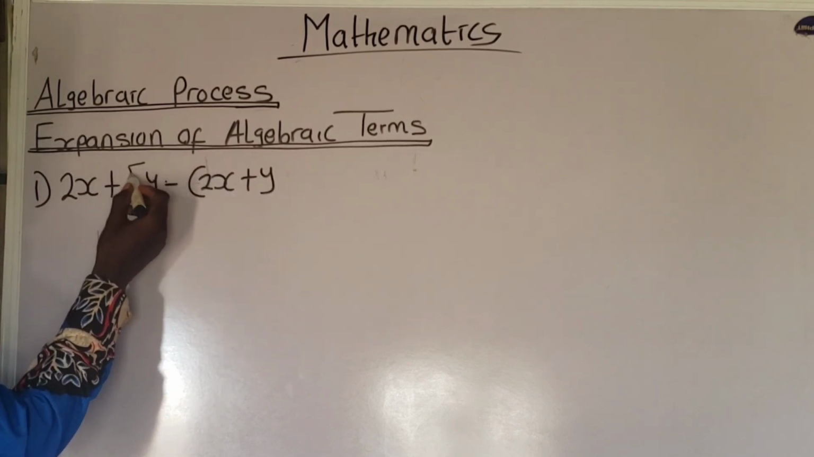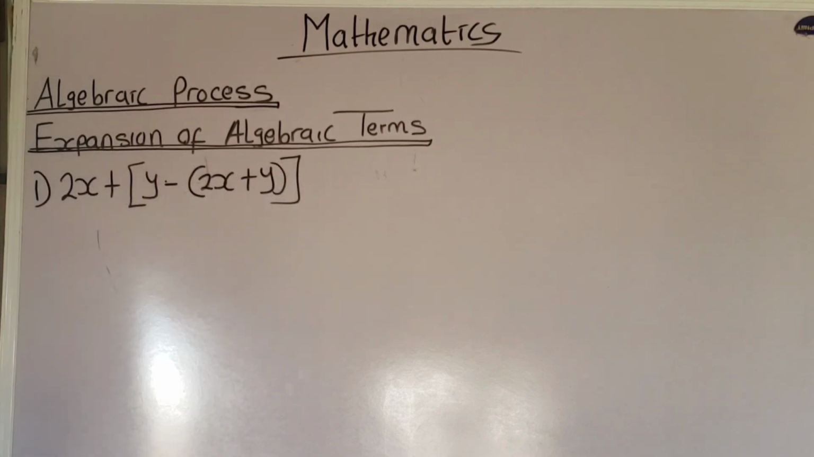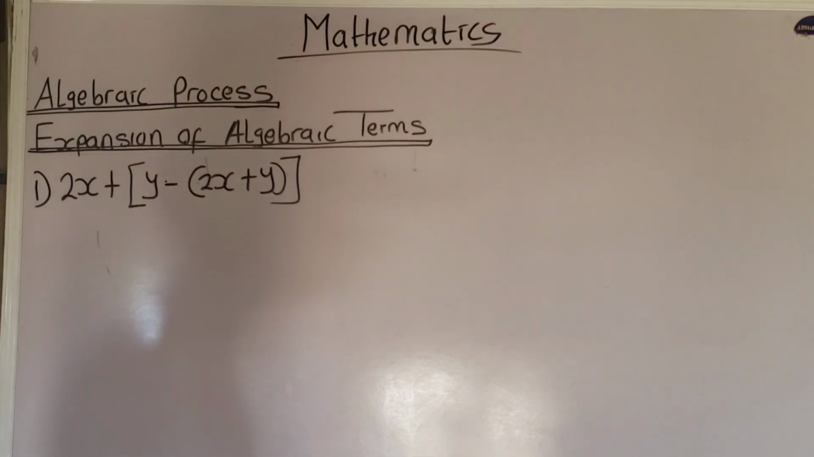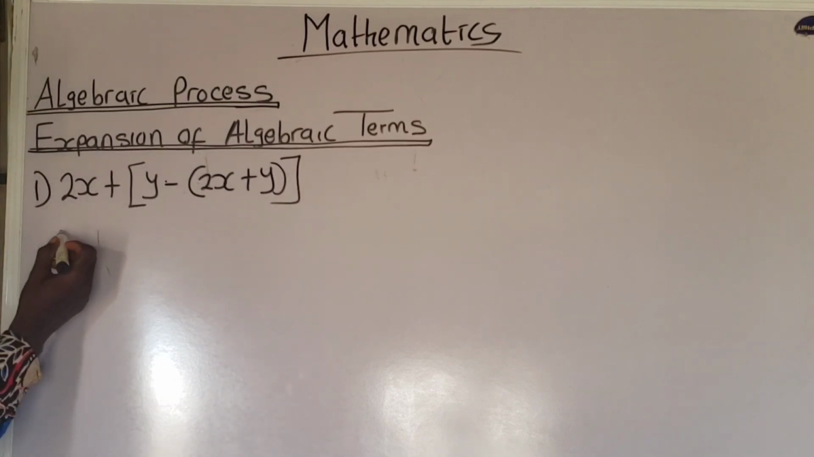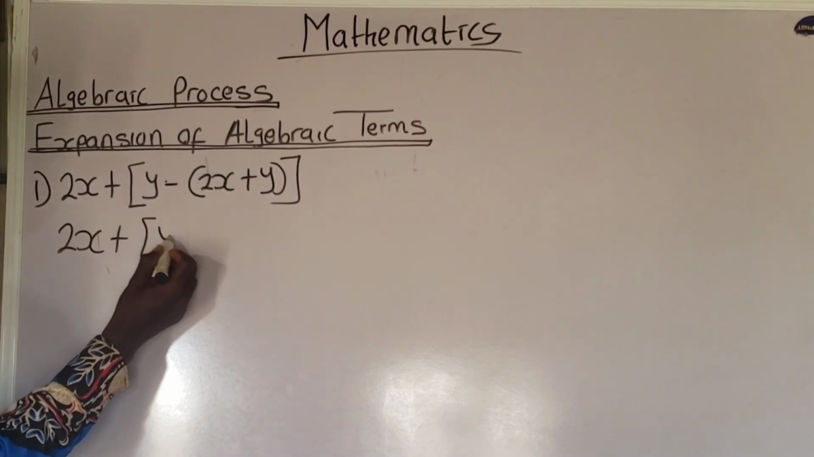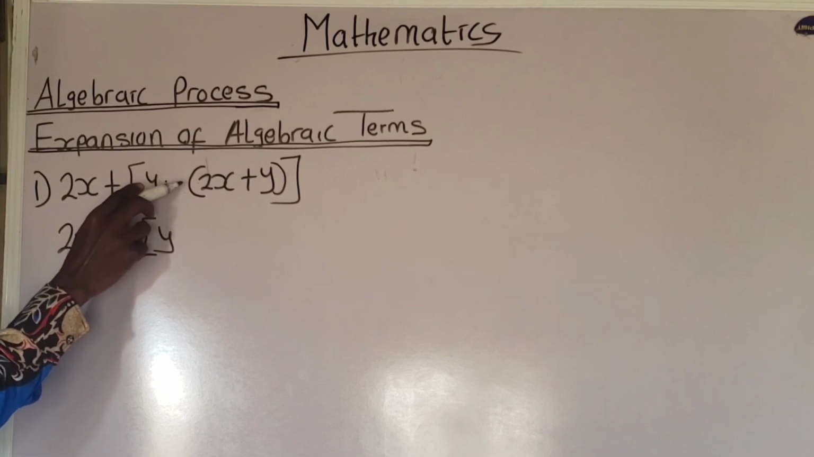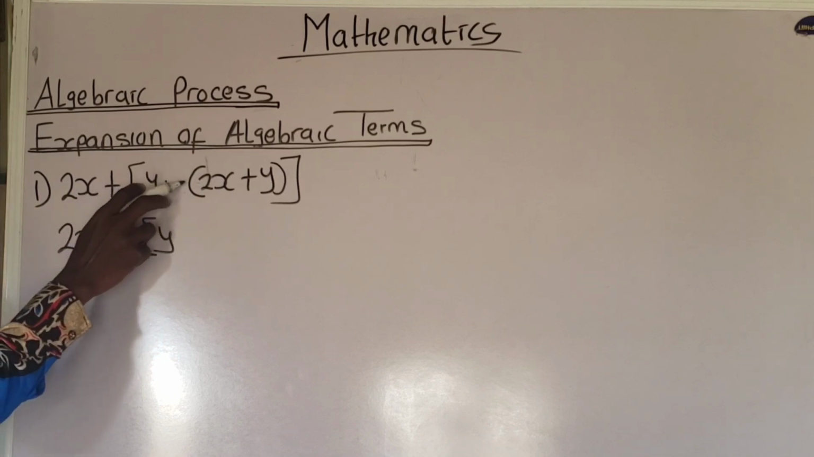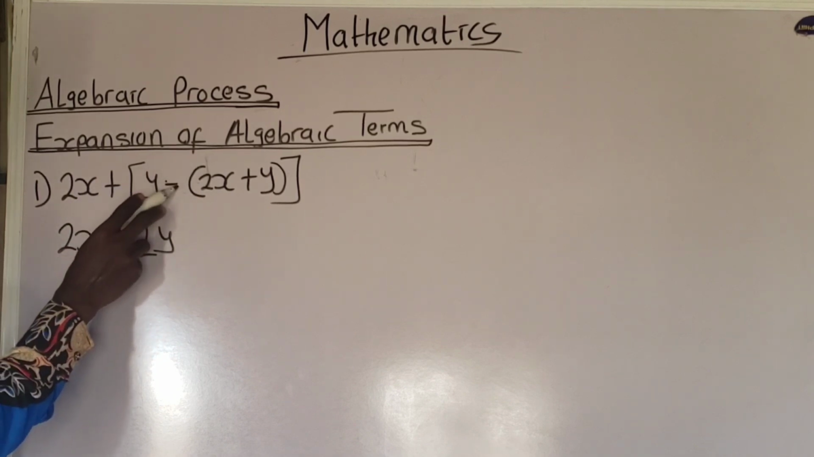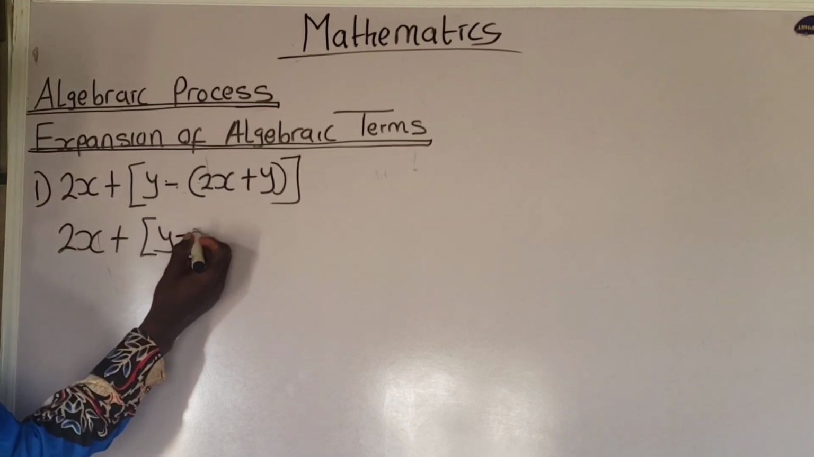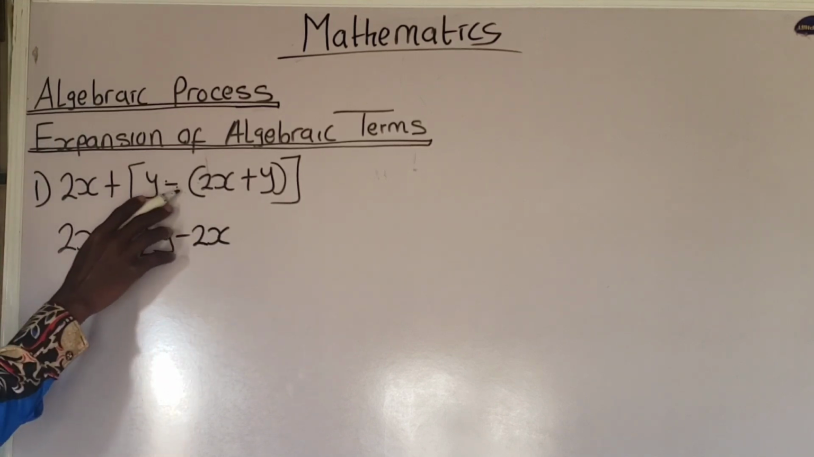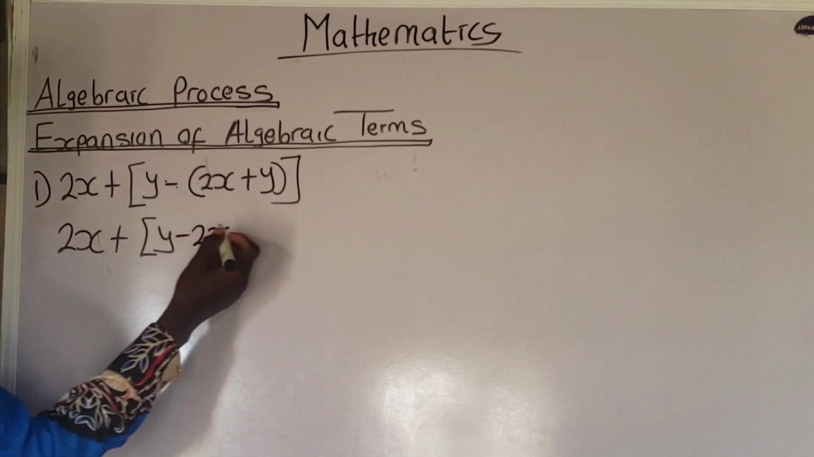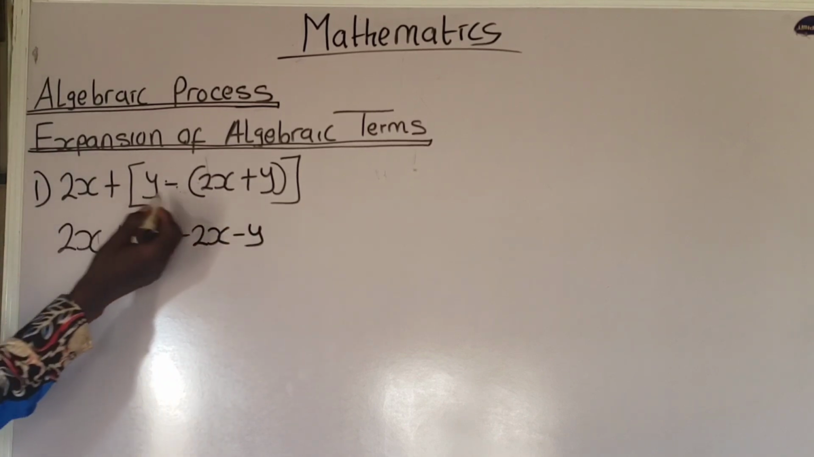Please, let me rewrite this bracket as this. Okay, now we are asked to expand this. Pay attention. The first step here is that we're going to deal with the terms inside the bracket first. So I'm going to have 2x plus y. Now this bracket has -1. Though the 1 is invisible, there is a -1 at the front of this bracket. So -1 multiplied by 2x, that will give me -2x. Okay, -1 multiplied by +y, that will give me what? -y. So I'm done with this bracket now.